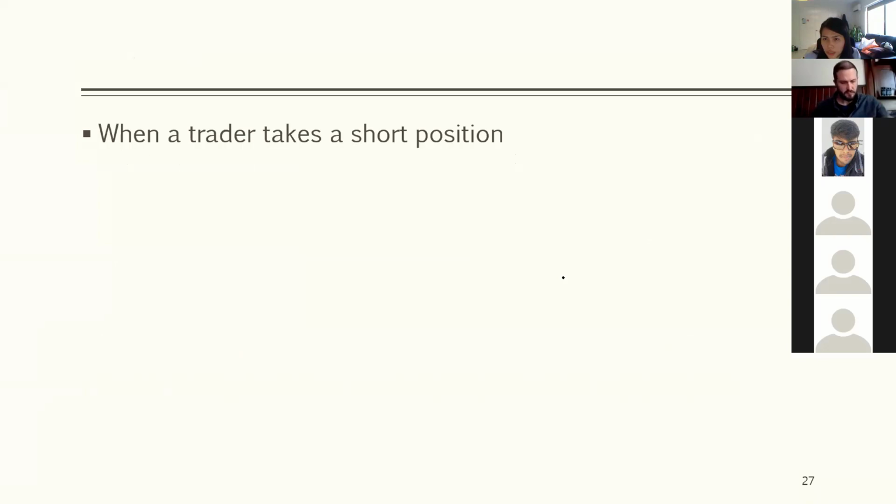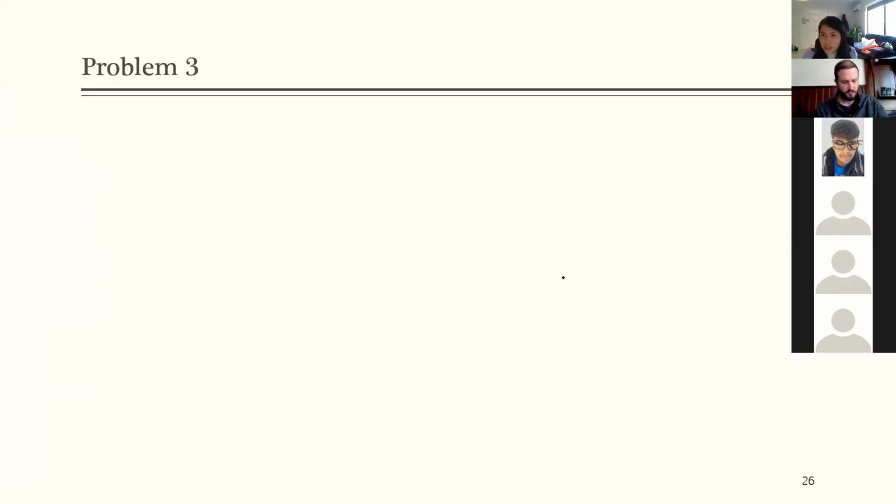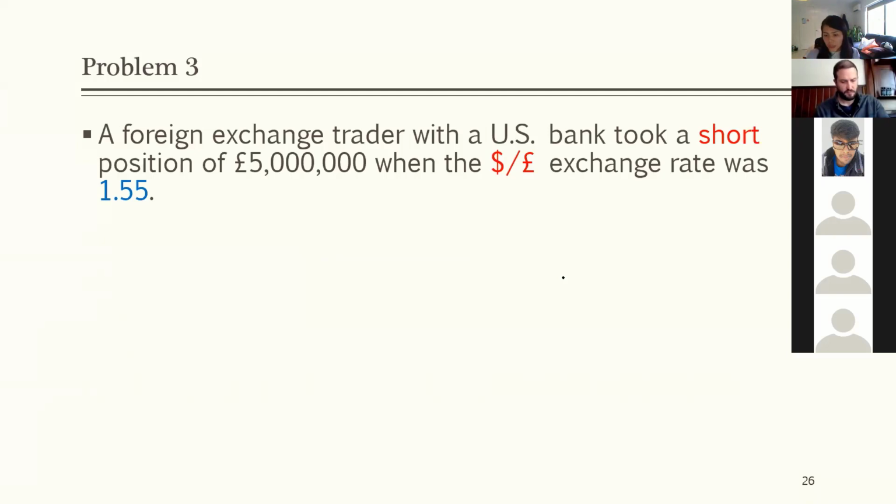Okay. So I want to go through problem 3 just because it's interesting and it touches on one of the concepts that we will go back to again later on, which is short selling. Okay. So here in problem 3, we've got a foreign exchange trader that took a short position of £5 million when the dollar over pound exchange rate was 1.55. Okay. So in this case, this number tells me that £1 is equal to $1.55.